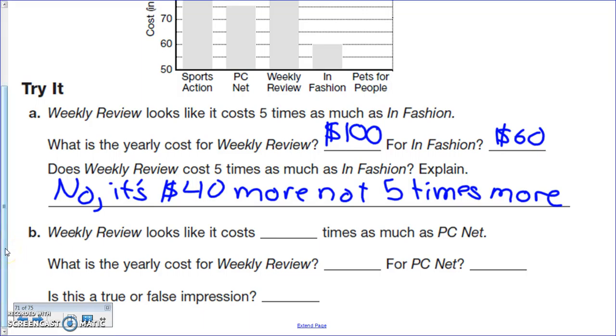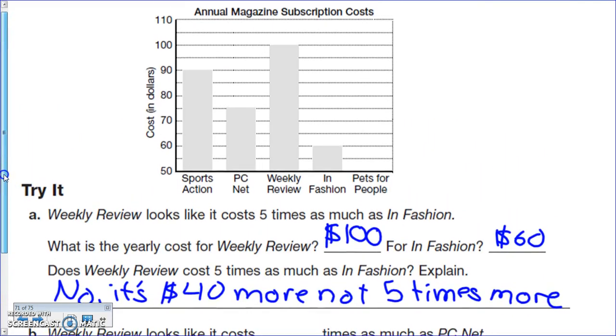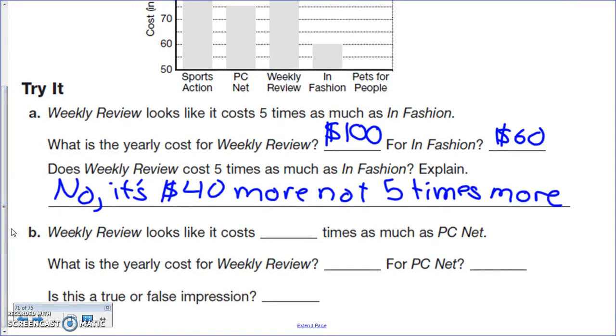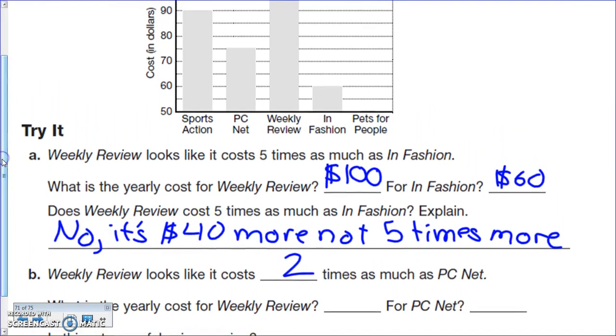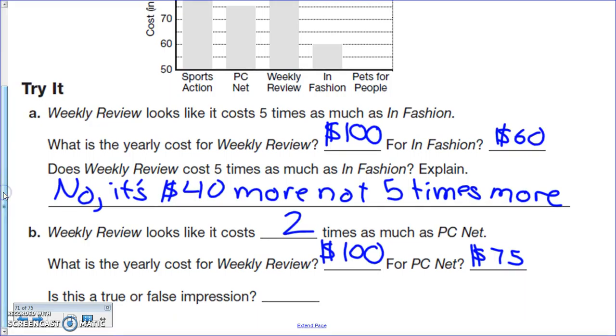B, weekly review looks like it costs how many times as much as PCNet? So let's go look. And if we look, it looks like weekly review costs twice as much as PCNet. And we know the yearly cost for weekly review is $100 because we looked at that for our last one. And PCNet is $75. Is this a true or false impression? It's false because we know it's only $25 more, not 2 times more.